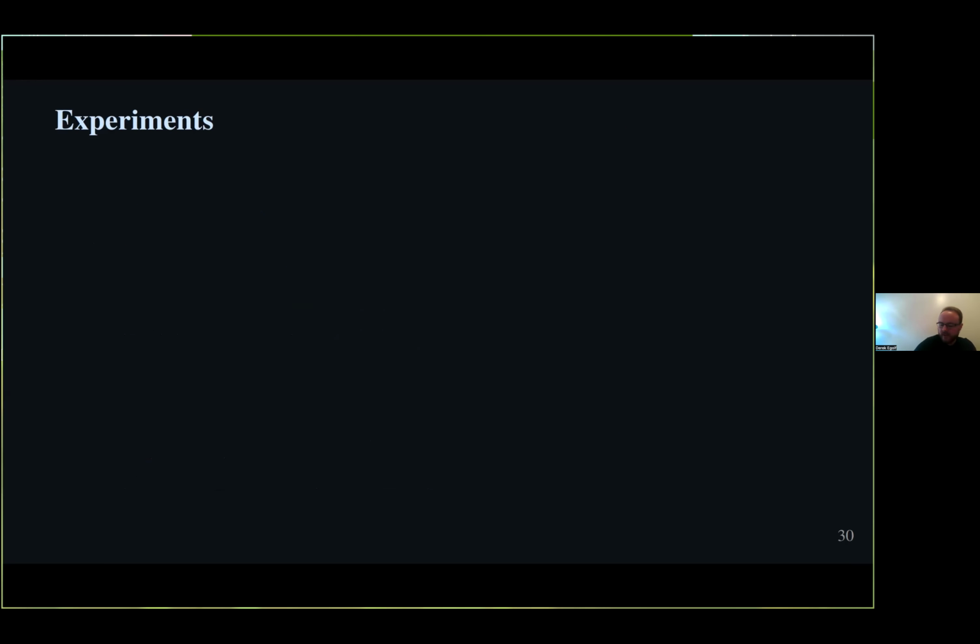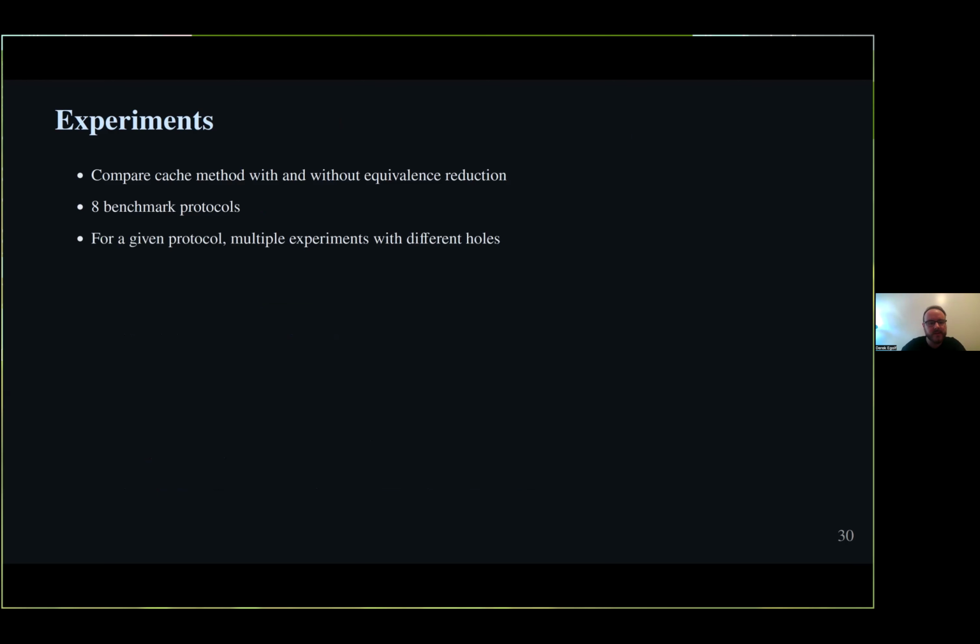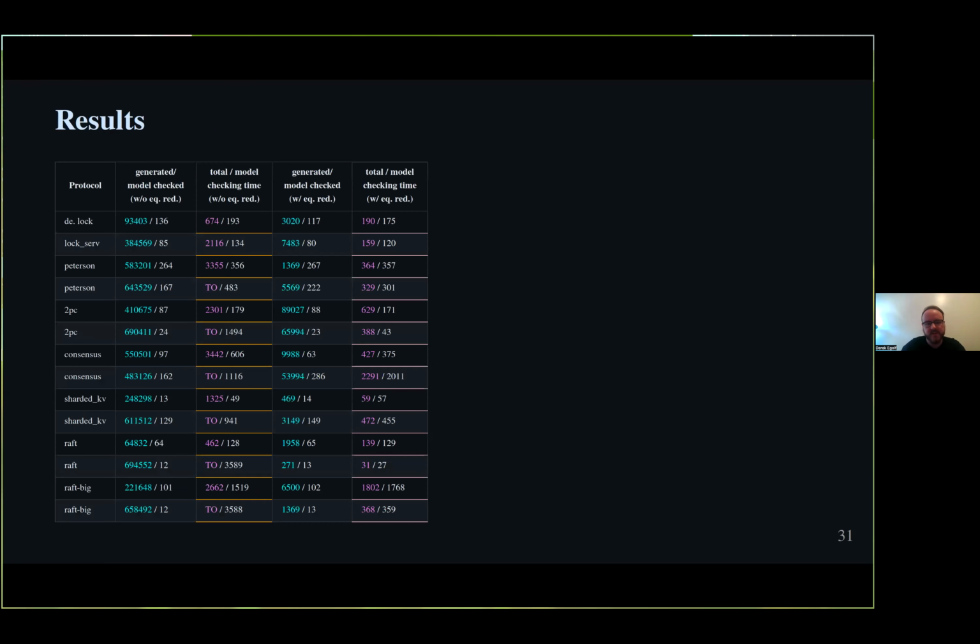Okay, so now we can talk about some experimental results. We're going to compare the cache method with and without equivalence reduction. We're going to look at 8 benchmark protocols. And for a given protocol, we look at multiple experiments using different holes. So this is the table summarizing the results.